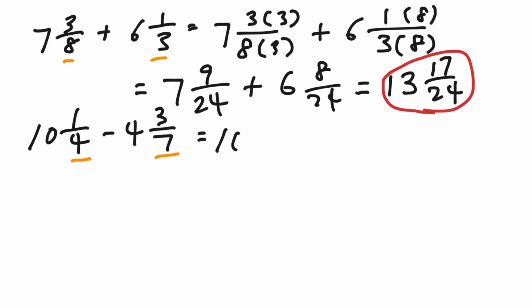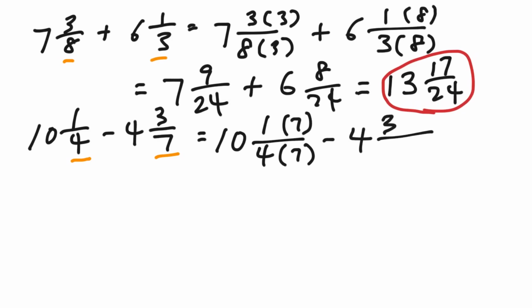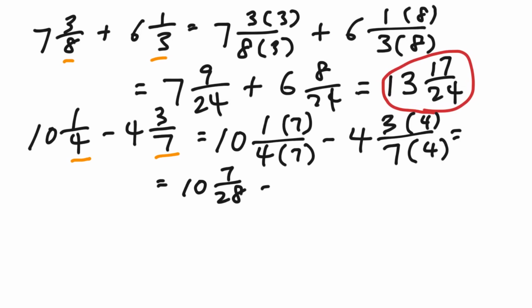So in here, we have 10, 4 times by 7, and the numerator also needs to times by 7, minus 4 3/7. So the denominator needs to times by 4, and the numerator needs to times by 4. Okay, and the answer would be 10 7/28 minus 4 12/28.